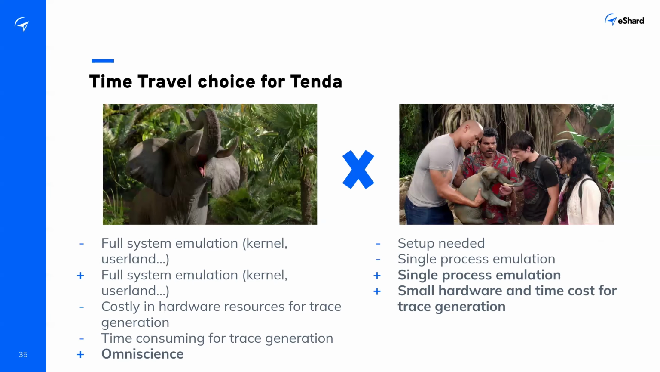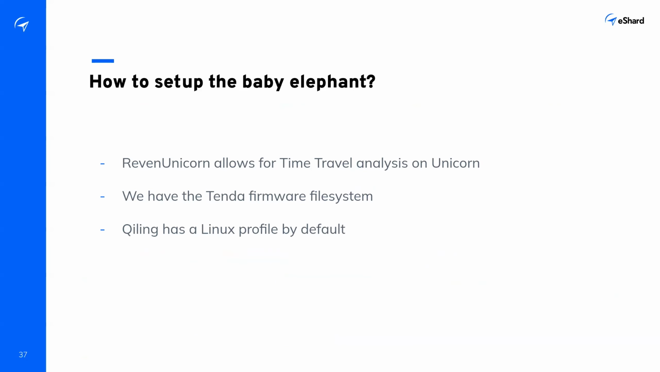So now that we know that, we have a choice to make. Either we go for our traditional full system emulation on Linux, because it's a Linux-based firmware with all its pros and cons, but we only need the vulnerabilities in a single process, really. So we could go and try to implement something with Raven Unicorn and Qiling, or cook something around that. So the choice for us was quite simple. Let's try and enhance our knowledge on lightweight time travel analysis. So how do we set up that baby elephant, right? We have Raven Unicorn that allows us to do time travel analysis on Unicorn.